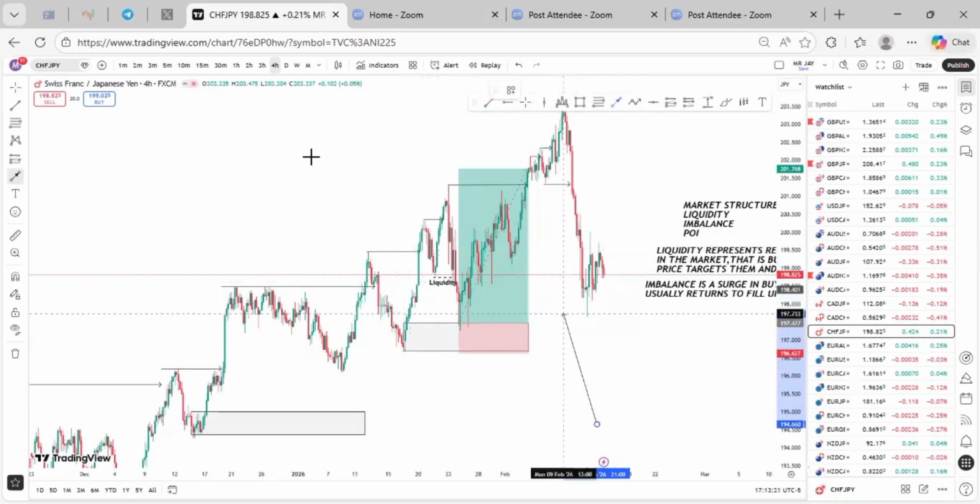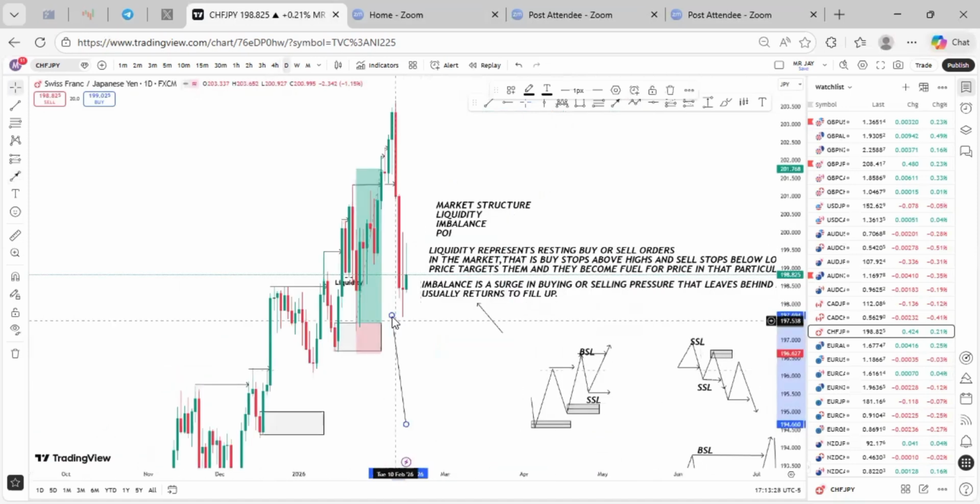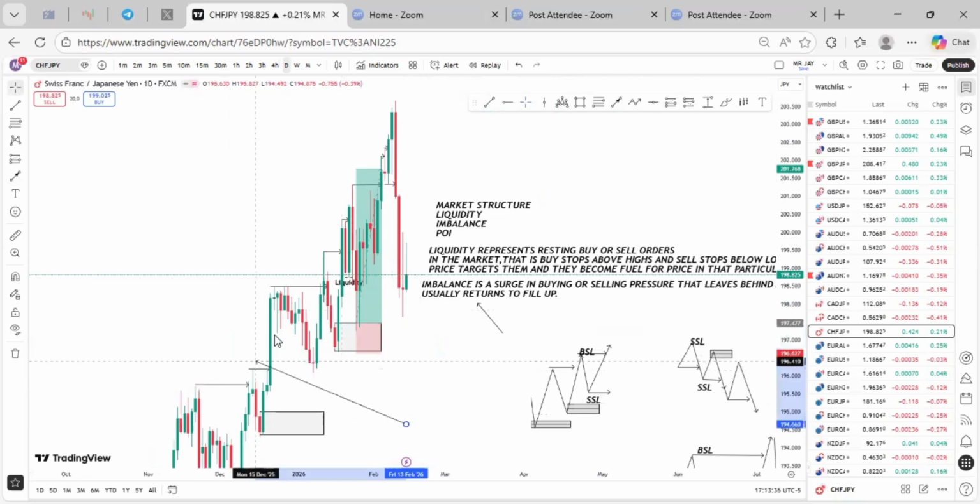Now if I go to my daily time frame, you will see that we have an imbalance over here, which is our number three. Number one was our market structure. Number two was our liquidity, and then number three was our imbalance over here. So as you can see, we have one, two, three, all complete.